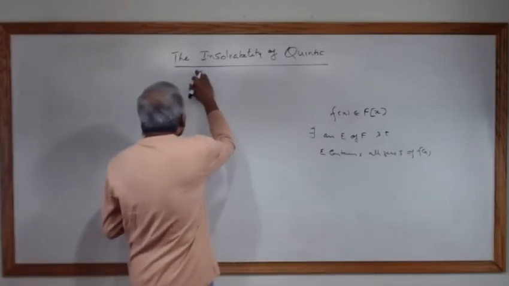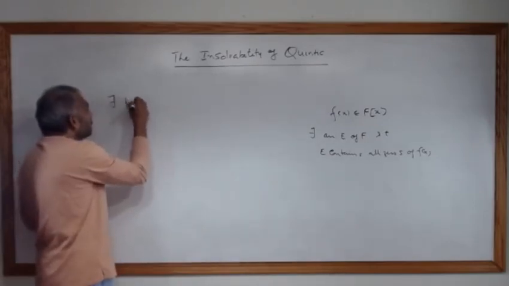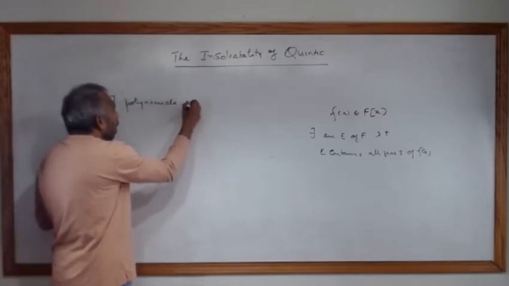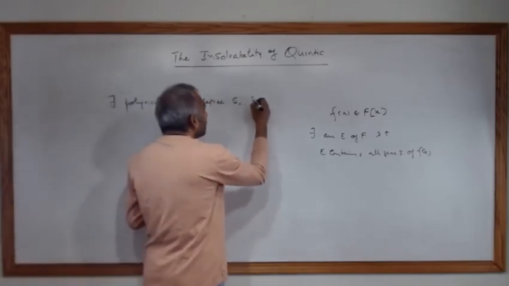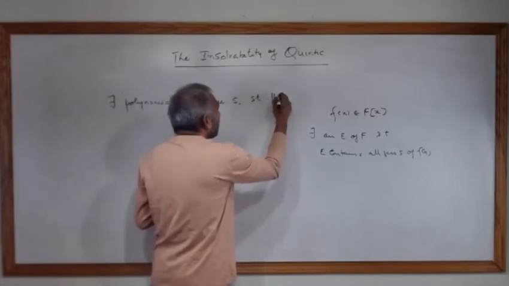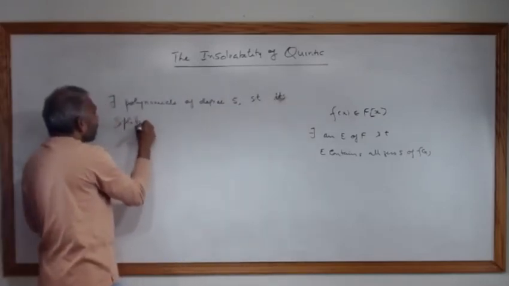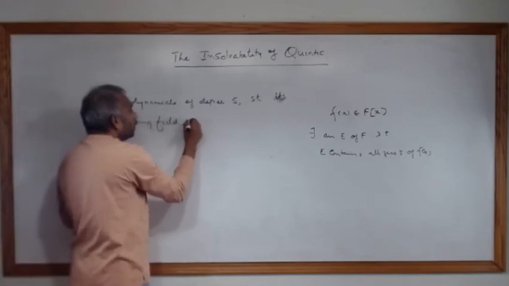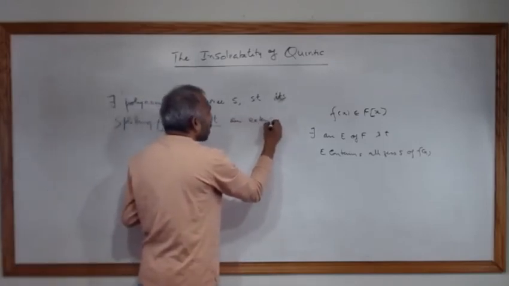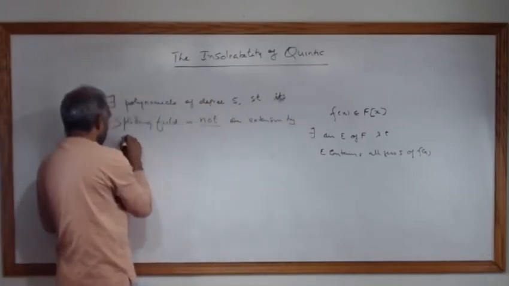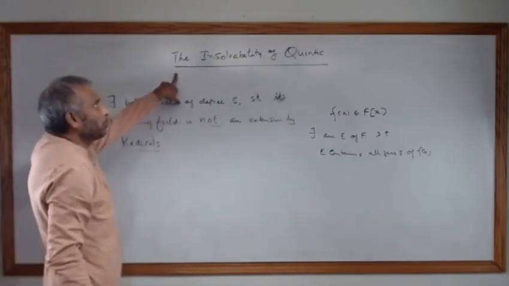So the question is, do there exist polynomials of degree 5 such that its splitting field is not an extension by radicals? That is the meaning of insolvability of Quintic.